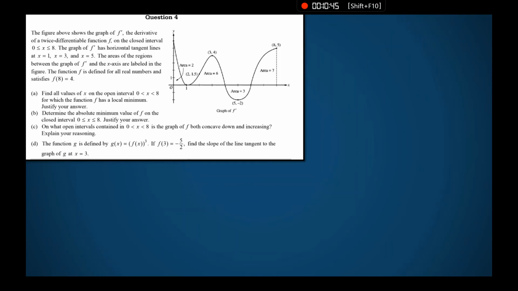Part D. We've got a function g, which is this composite function of f of x cubed. f of 3 is negative 5 over 2. I want to find the slope of the line tangent to the graph of g at x equals 3. What do I need to get a slope of a tangent line? We have to find g prime. Let's get a general form for g prime first. So g prime x is equal to 3 times f of x cubed squared times, no, x cubed, prime. f prime of x cubed. Okay, so then we need it at 3.